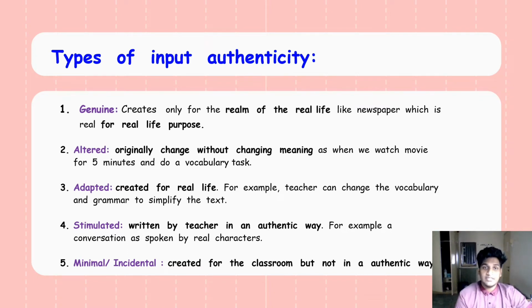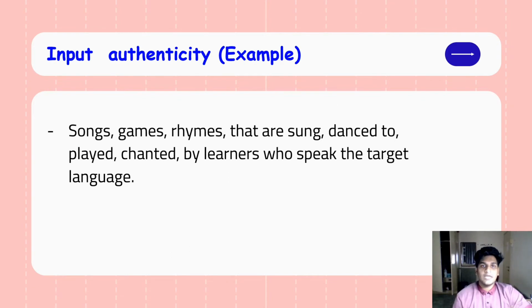For an example, the conversation has been spoken by the real characters. And the fifth and final one is the minimal or the incidental, created for the classroom but not in the authentic way. And these are some of the examples that show input authenticity helps the learner to learn something indirectly.